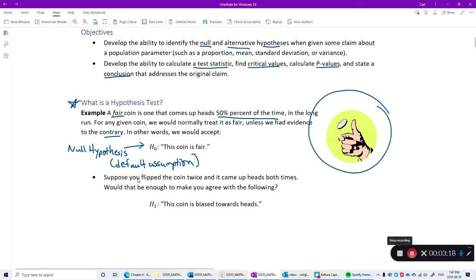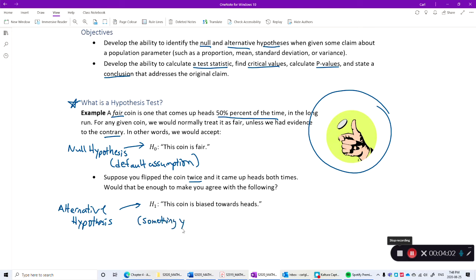Now, suppose you flip the coin twice and it comes up heads both times. Now you think, okay, it shouldn't be heads all the time, but would just 2 heads in a row be enough to make you agree with the following? H1: this coin is biased towards heads. You flipped it twice and it was heads both times. Seems like maybe it's biased towards heads. And so this is called an alternative hypothesis. It's something that you might believe if there's enough evidence.